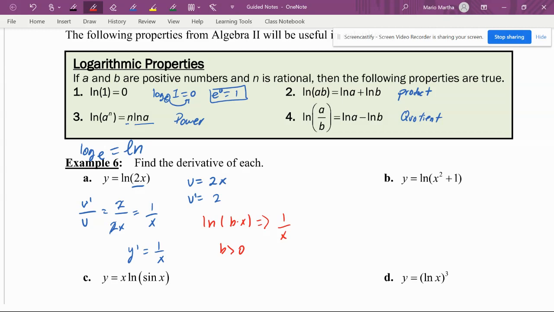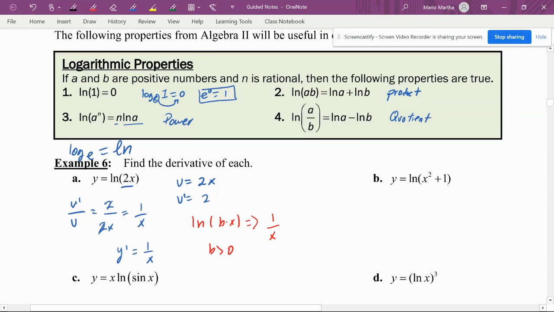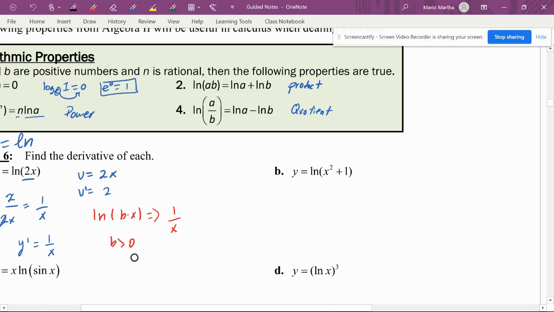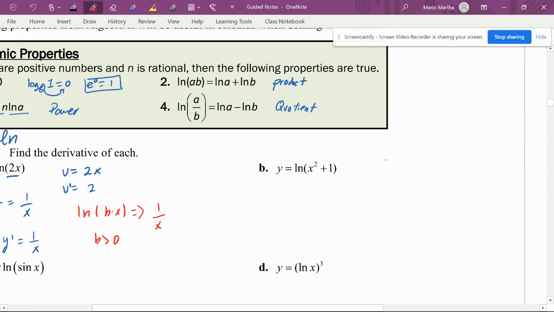b is a little bit different, right? We don't have just bx inside. It's still the same thing, it's still u prime over u, right? So u here is x squared plus 1. I take the derivative of that using the power rule, which gets 2x. So this is going to be 2x over x squared plus 1, and that's my y prime.